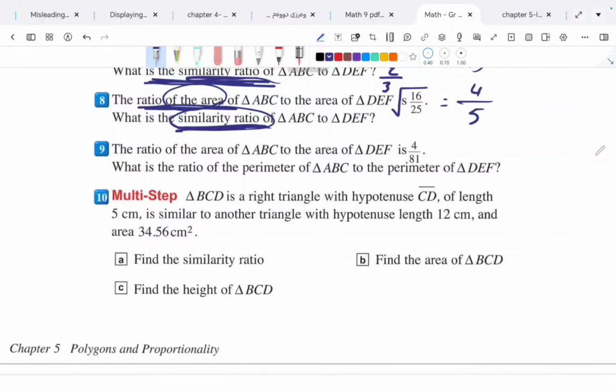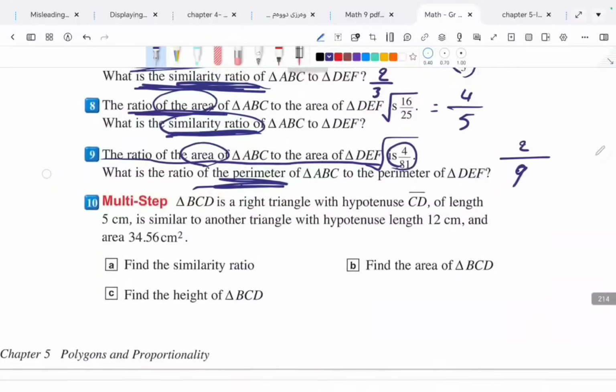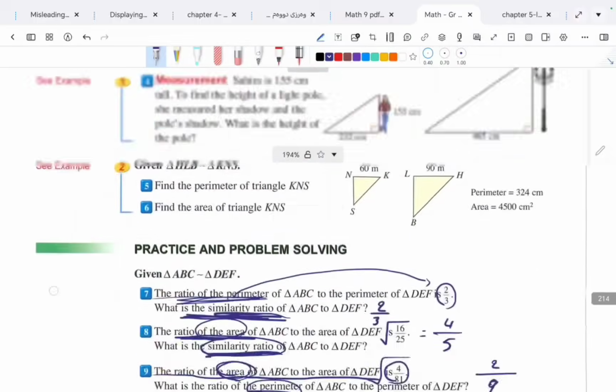Question 9. The ratio of area of ABC to the area of DEF is 4 out of 81. Area again is given. What's the ratio of perimeter? Ratio of perimeter or similarity ratio, how can you find it? Again, take a square root. Area to perimeter, you have to take a square root. So it will be 2 out of 9. Okay, what if you have area and they say change it to the other area? It's still the same. Pay attention about this point.